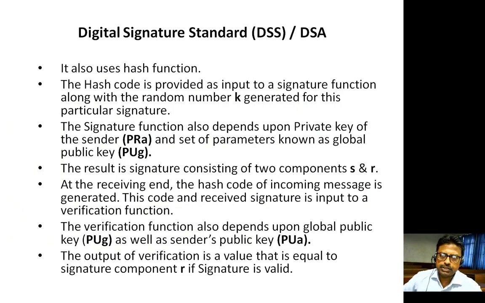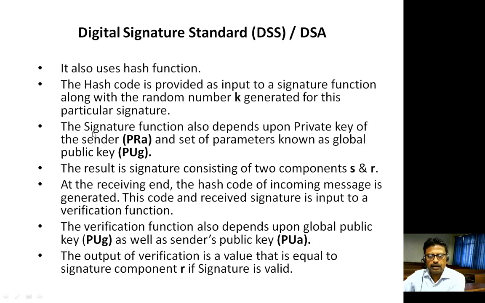The second algorithm in the digital signature is the digital signature standard, DSS or DSA. It also uses the hash function as it is used in the RSA approach. The hash code is provided as an input to the signature function. Along with that, there is some alteration in the digital signature standard: a random number is also generated for this particular signature. In the RSA approach, no random number is generated, but in DSS it is asked to generate a random number k.